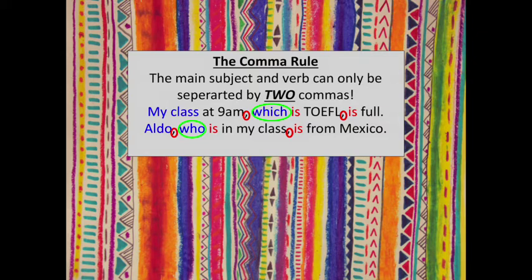One rule that can help you when doing this part of the exam is the comma rule. The comma rule says that the main subject and verb can only be separated by 2 commas. They cannot be separated by just 1 comma or more than 2 commas. For example, my class at 9 a.m., comma, which is TOEFL, comma, is full. The main subject here is my class. The main verb is. My class at 9 a.m. is full. And the subject and the verb are separated by 2 commas.